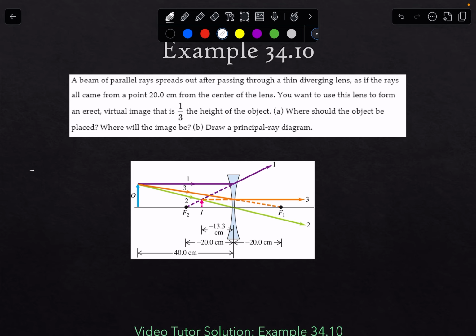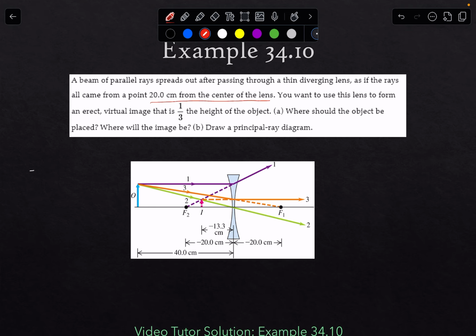So we have a beam of parallel rays that spread out after passing through a diverging lens, as they would. Okay, that's what rays do. When they pass through a diverging lens, they spread out on the other side as if the rays all came from a point 20 centimeters from the center of the lens. Okay, so that's an important value, this 20 centimeters.